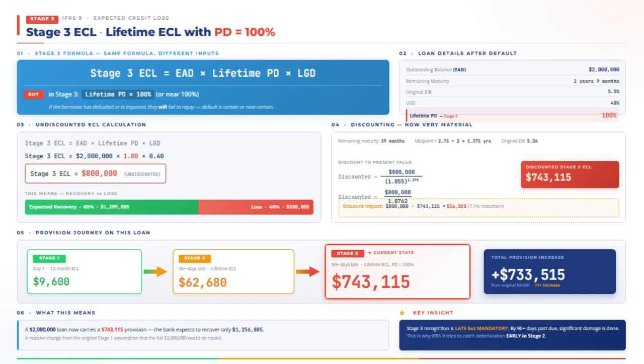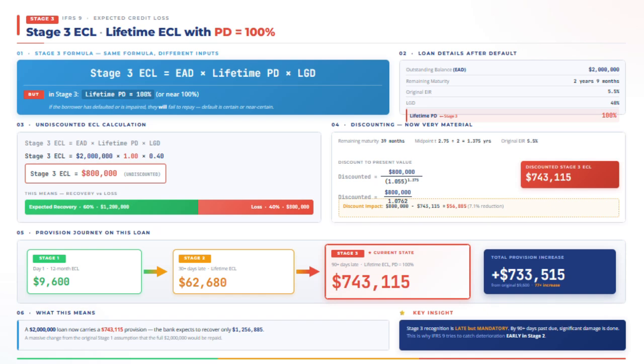Right? So from the provision journey, if you understand, stage 1 is 9,600, stage 2 is 62,680, and stage 3 is 7,43,115. So total provisions increase from origination to default, and that will become 7,33,515. On a 2 million loan, this is a massive hit.